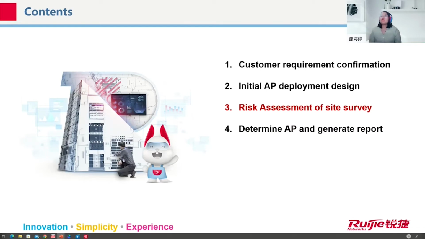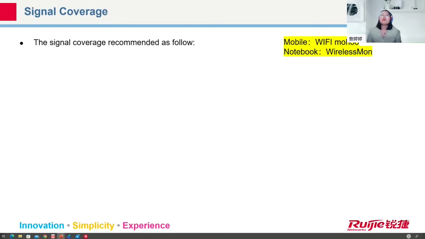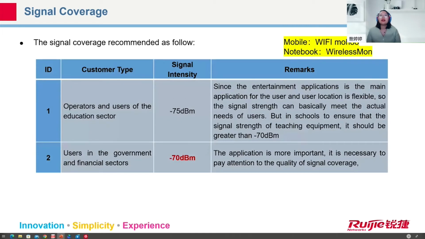And this is the first one, how to design the AP placement. And when we do the site survey, there may also be some risk assessment. The first one is signal coverage.